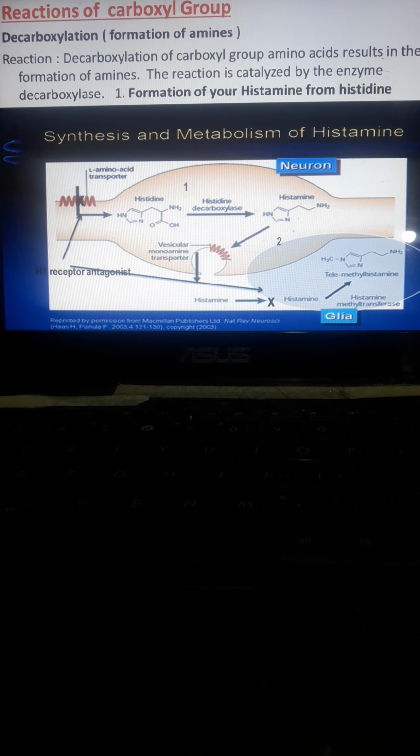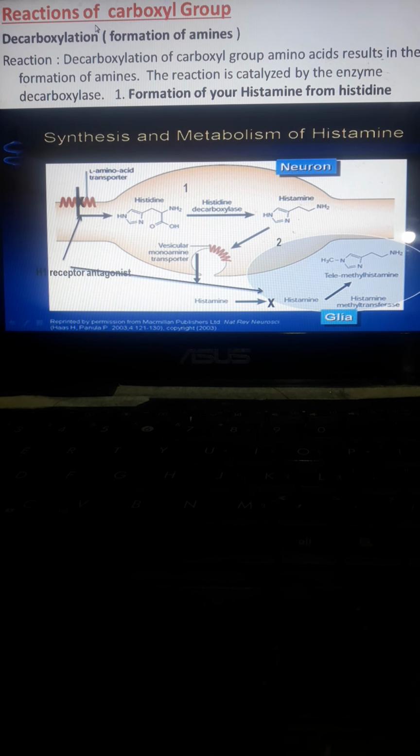Next, we have the reaction of carboxyl groups. Decarboxylation or formation of amines. Decarboxylation of the carboxyl group of an amino acid results in the formation of amines. When we say decarboxylation, there is removal of the carboxyl group or the COOH. The reaction is catalyzed by the enzyme decarboxylase. So take note, the enzyme is decarboxylase, and the reaction is decarboxylation. An example is the formation of histamine from histidine if there is an allergy.